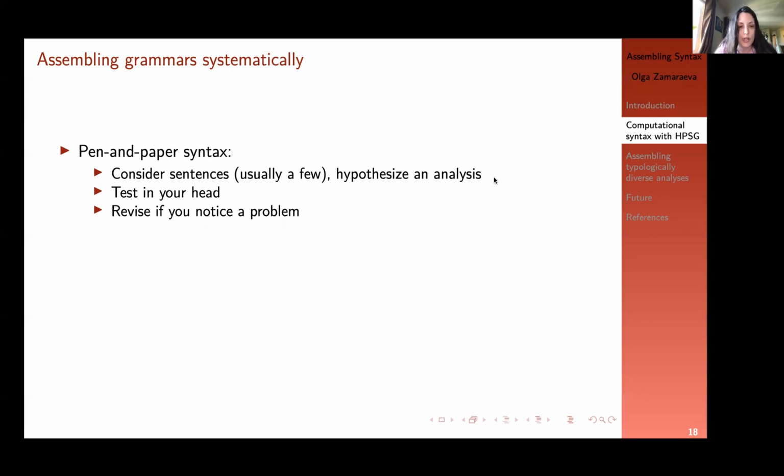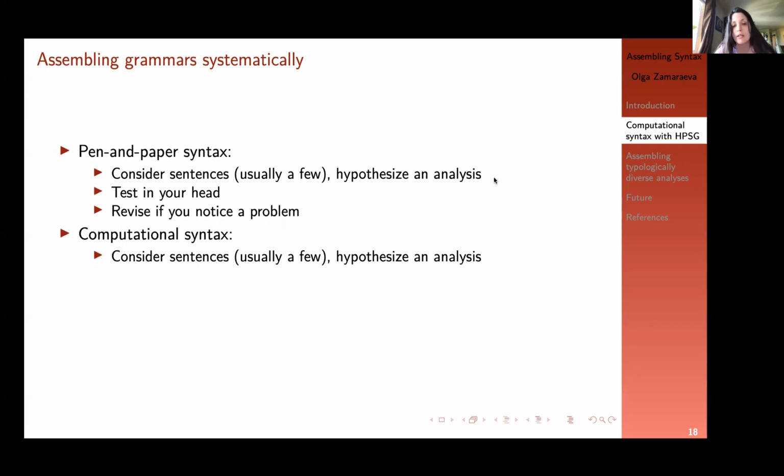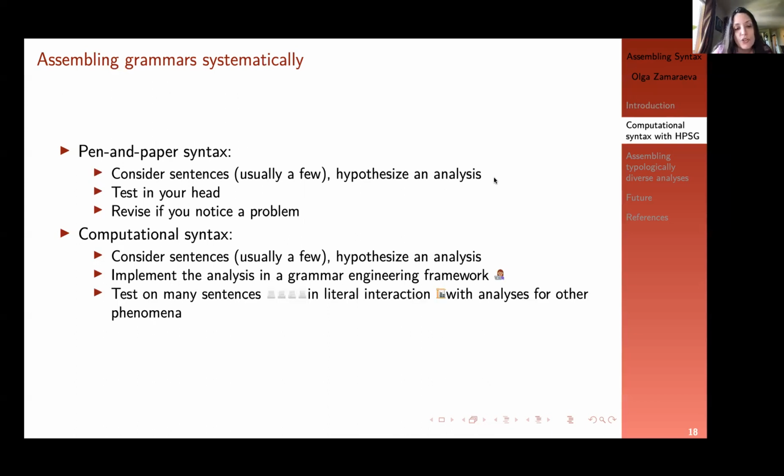So that's what I call pen and paper or traditional syntax. Computational syntax, you start very much the same. You also usually start from a particular phenomenon that is of interest to you, and you hypothesize an analysis within a certain syntactic framework. But then you implement the analysis on the computer, and then crucially, you can test on as many sentences as you like.